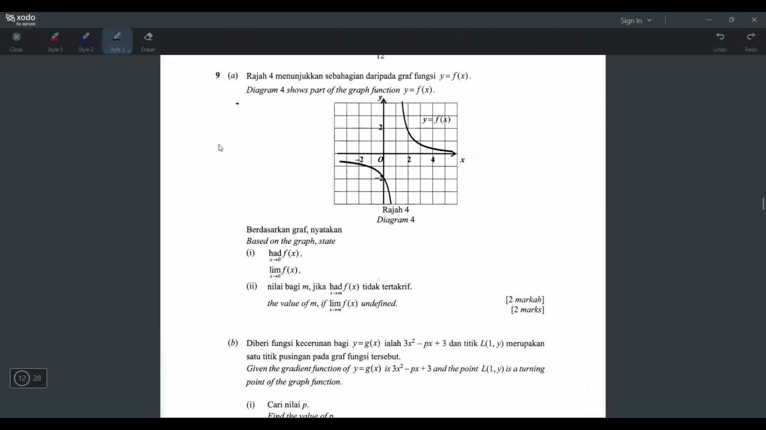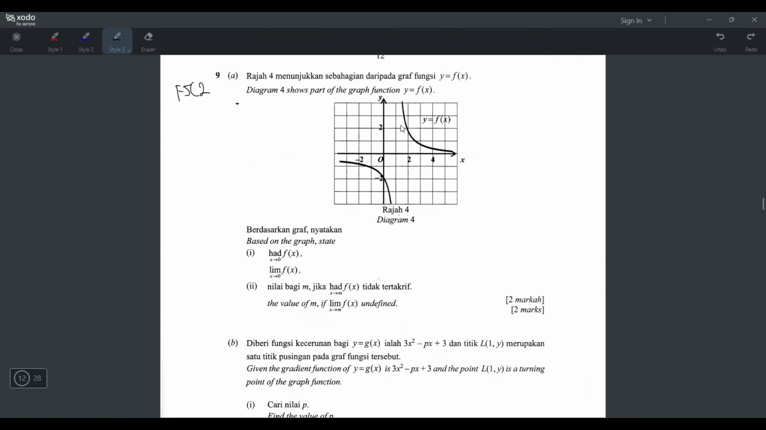Okay, let's do number 9. Okay, I see the limit. I know already it's from form 5 chapter 2, the differentiation chapter. Okay, let's look at the question. Diagram 4 shows part of the graph of function y equals f(x). Okay, this graph, the shape is called the reciprocal. It's in the shape of the reciprocal graph. Okay, let's see. Based on the graph, state the limit for x approaching 0 for f(x).